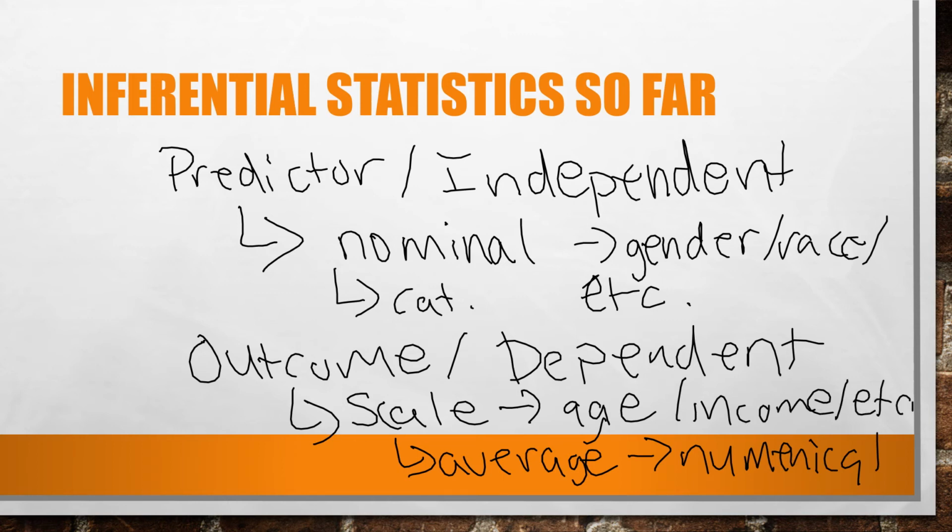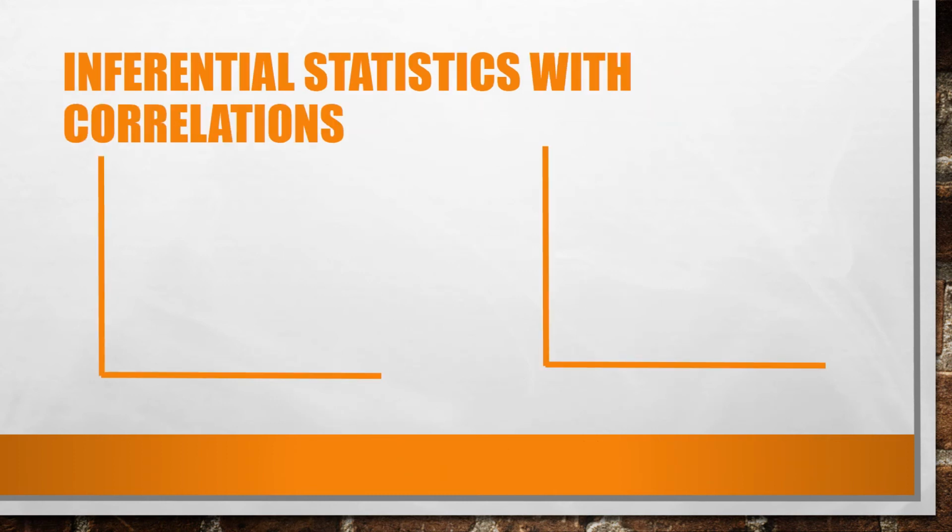Okay, so this was for t-test or ANOVA. Either one, we're comparing sample means. ANOVA is when we have 3 or more, and t is 2 or 1. So now we're going to go on to correlations. How do we do this with correlations, and why do we need to do it with correlation? When we do a correlation, we have 2 scale variables.